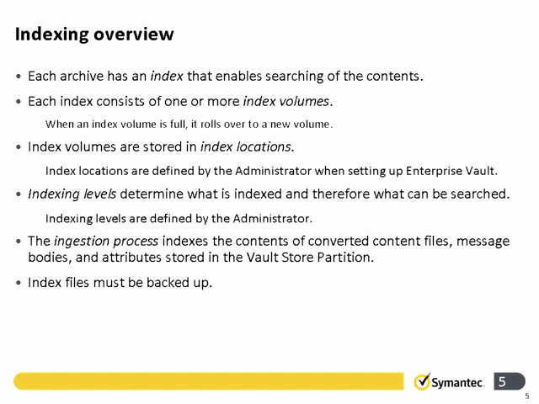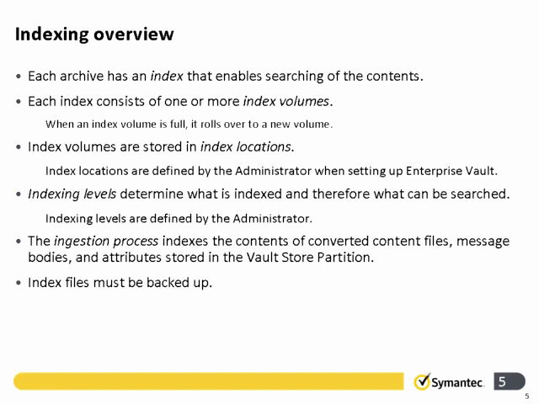Each archive has an index that enables the searching of the contents. Once again, the idea here is that we're generating the index so that people can search and then use those search results to retrieve items or perform additional tasks. Each index consists of one or more index volumes. When an index volume is full, it will roll over to a new volume. And this is all handled automatically.